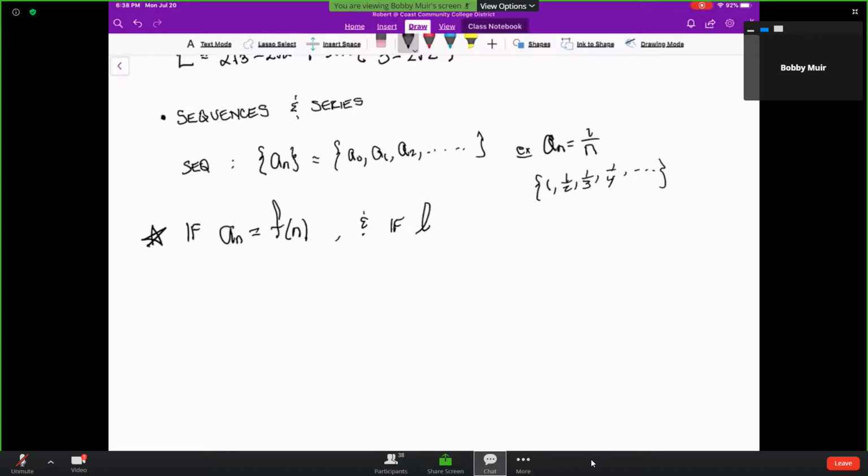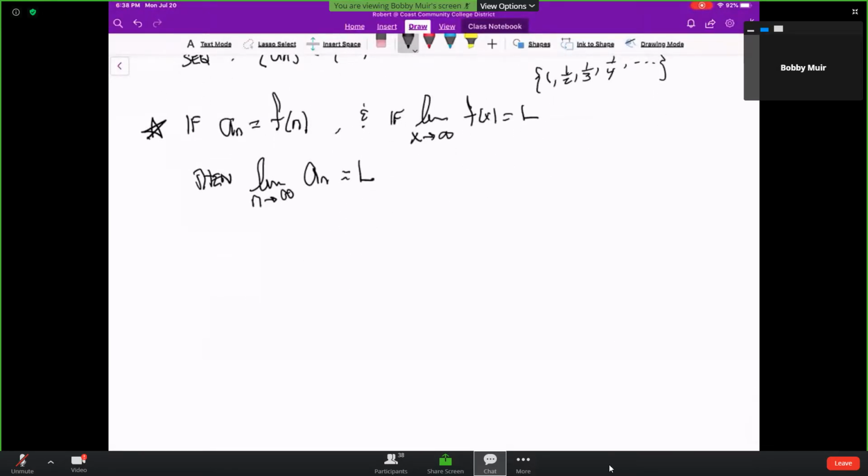Now, this was a big result for us: if a sub n is equal to f of n, and if the limit as x tends to infinity of f of x is equal to L, then the limit as n tends to infinity of a sub n is also going to equal L. This means that we can use all of the limit results, squeeze theorem, L'Hopital, all of that kind of stuff.